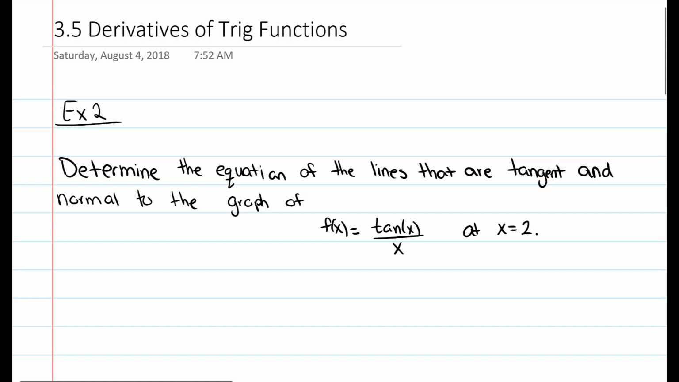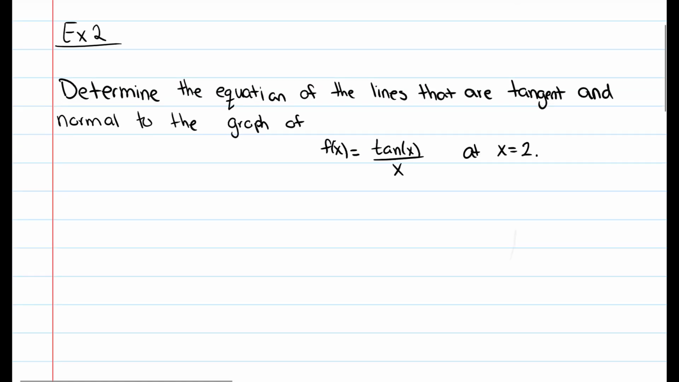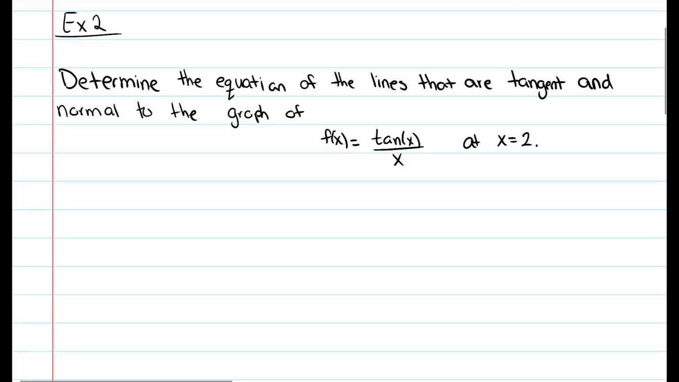Example 2. In example 2, we're going to determine the equation of the lines that are tangent and normal to the graph of f of x equals tan of x divided by x at x equals 2. So let's keep in mind what we're trying to solve. What we are trying to find is y minus y1 is equal to m times x minus x1. So we're going to need a y1 value, an x1 value, and slope.